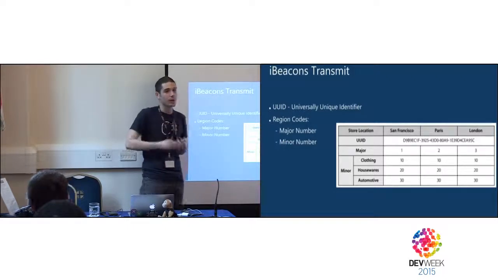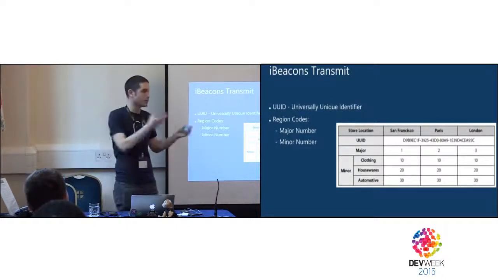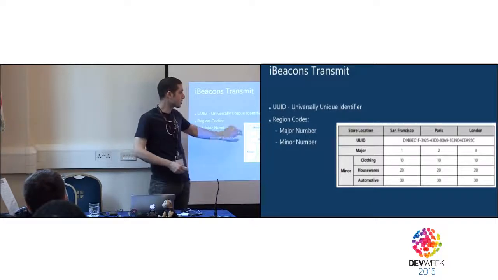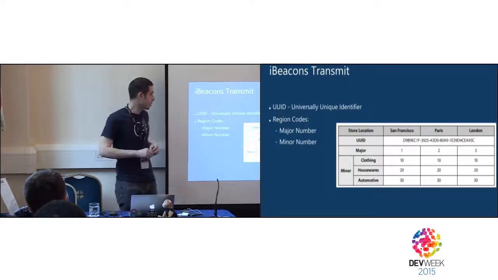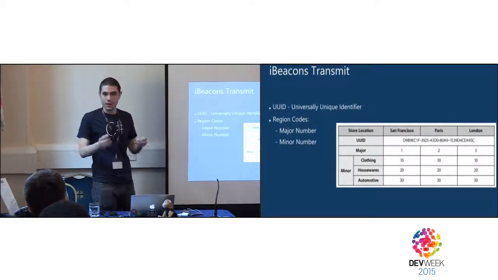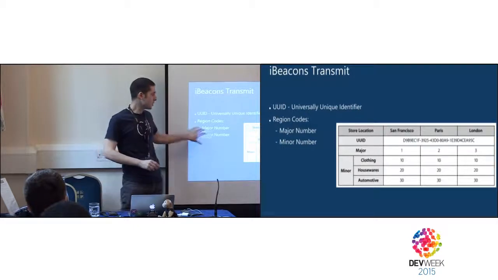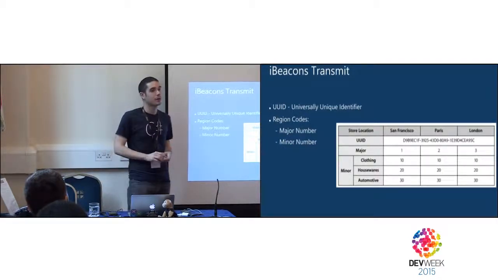So I'm this developer, I'm rolling out to Tesco or to Target or something like that. That's going to be my entire company's ID. So the beacons kind of have that information. Then it has region codes. And there are some shorts, some integers, and all they do is have a major number and a minor number.